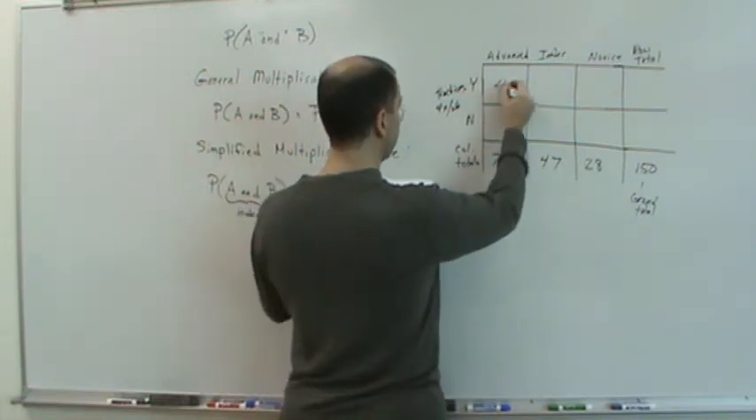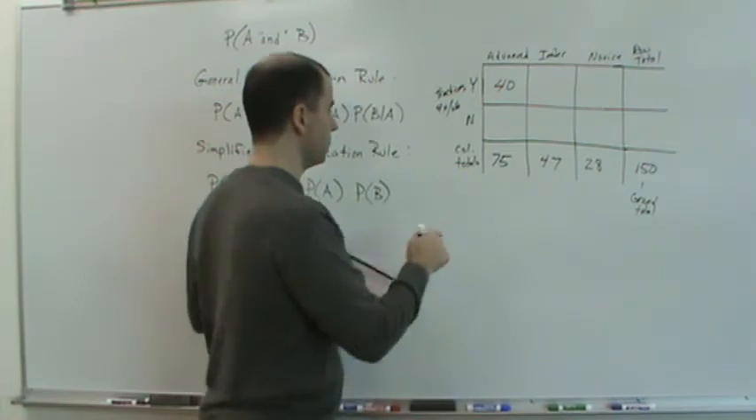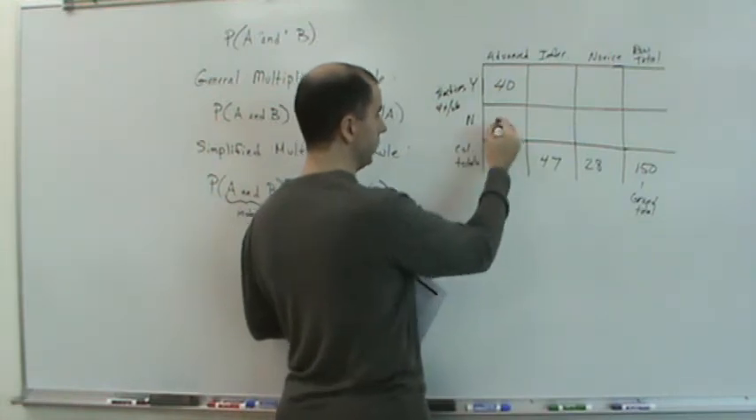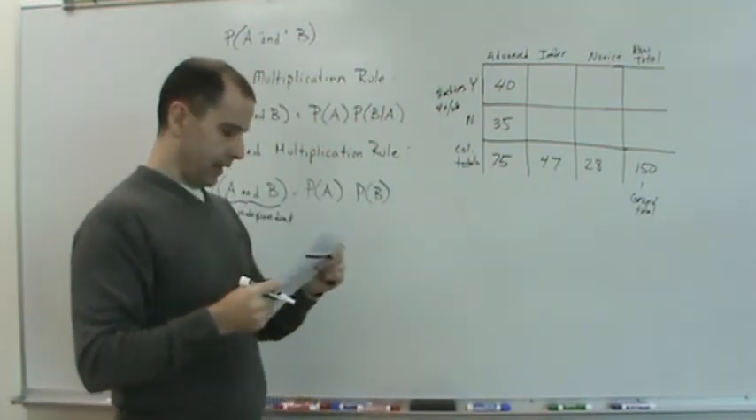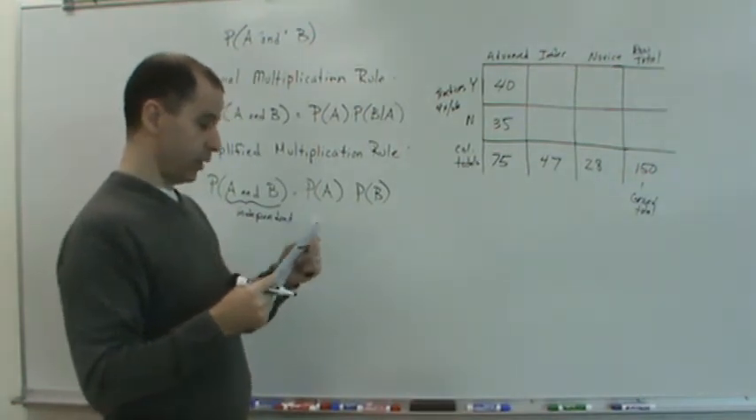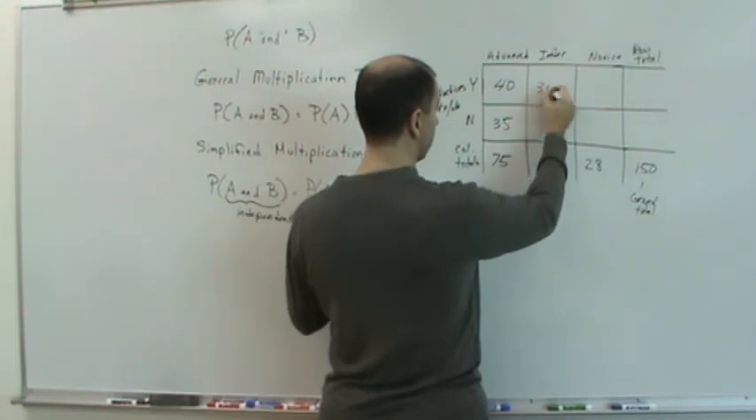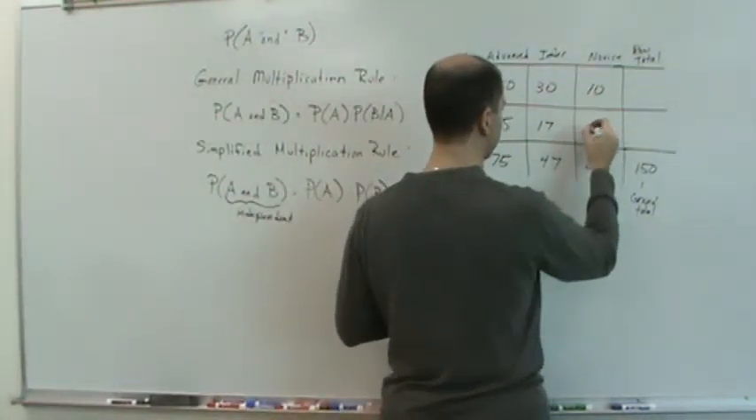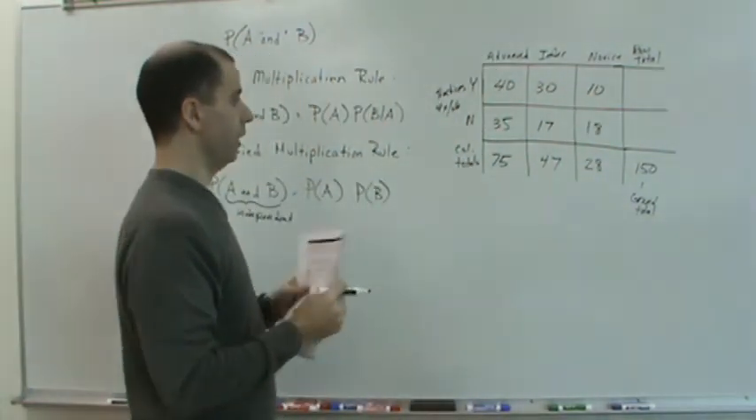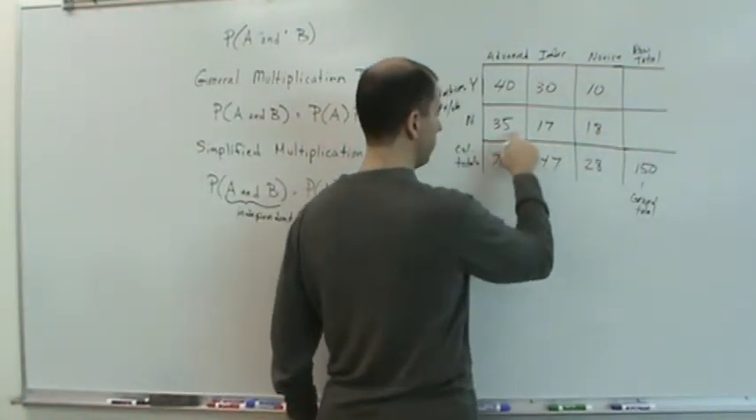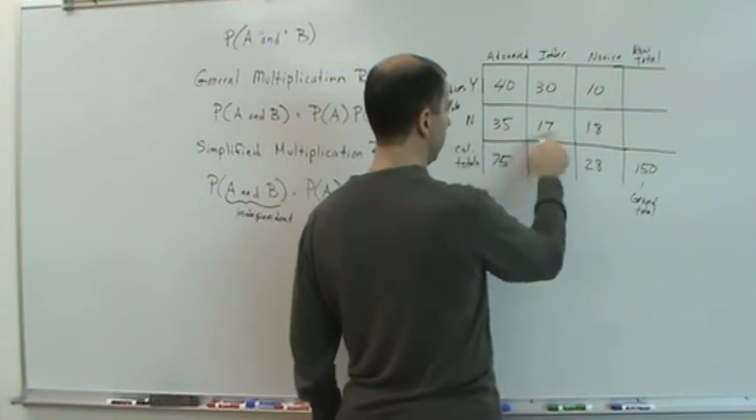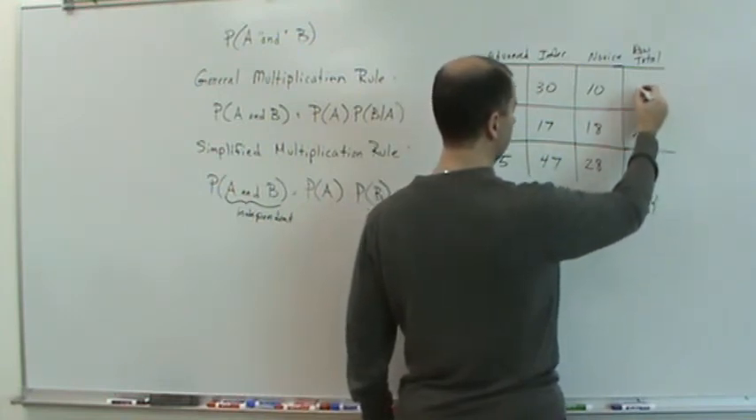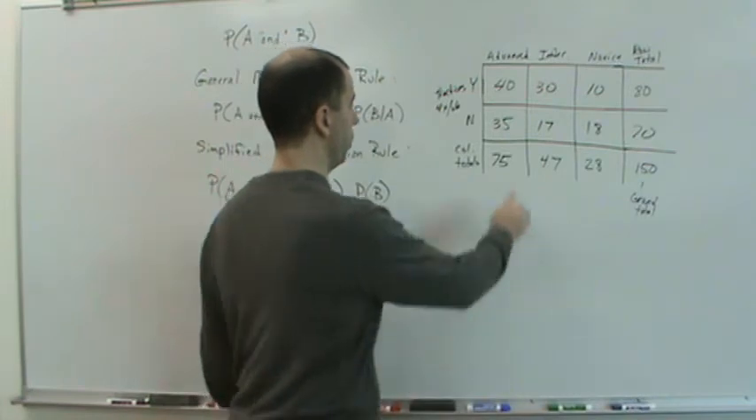So 40 go here, which means what's left over for the ones that don't practice 4 times a week? Well, 75 minus 40, so it'd be 35. And then it says 30 of the intermediate swimmers practice, which means 17 is left over. And then 10 of the novice swimmers practice, which means 18 are left over. So now all we have to do is fill out the row totals. So this adds up to 30, 40, 50, 65, 70. And then of course what's left over is going to be 80. And of course this adds up to 80.